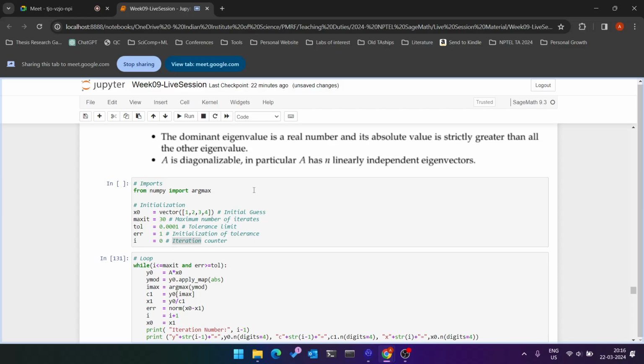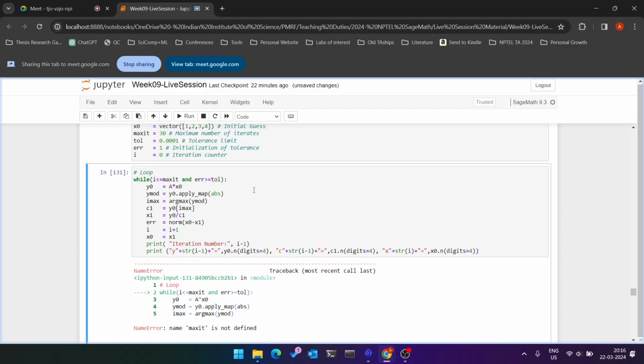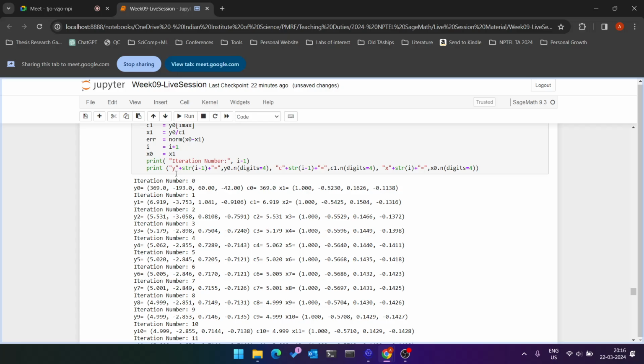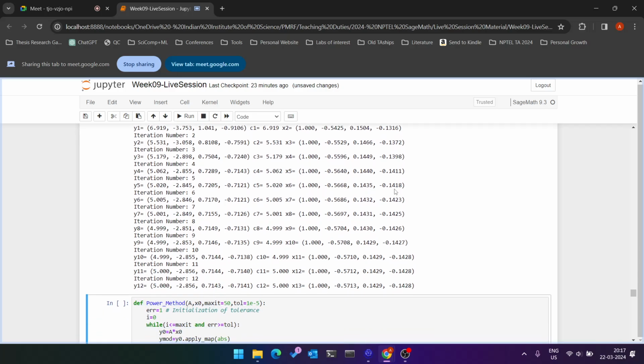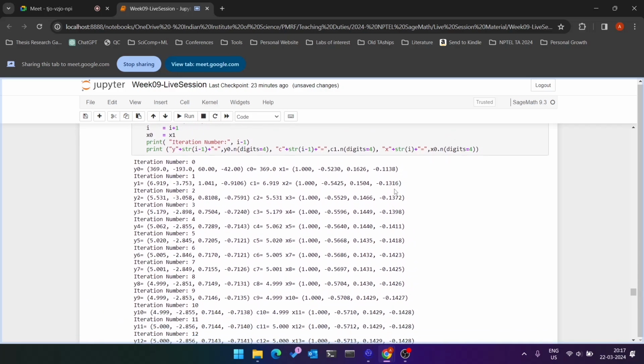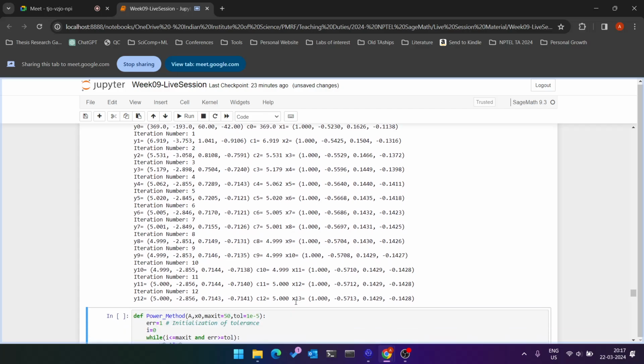Oh, max iteration. Oh, I forgot to run this. So you have iteration 0, 1, 2, and so on and so forth. So y0 is basically A times x0. Then c is the maximum of the absolute value of y0, which is 369. Divide the entire y0 by the c value, which becomes 1, minus 5.3 and so on. So this gives us some value and this keeps on happening.